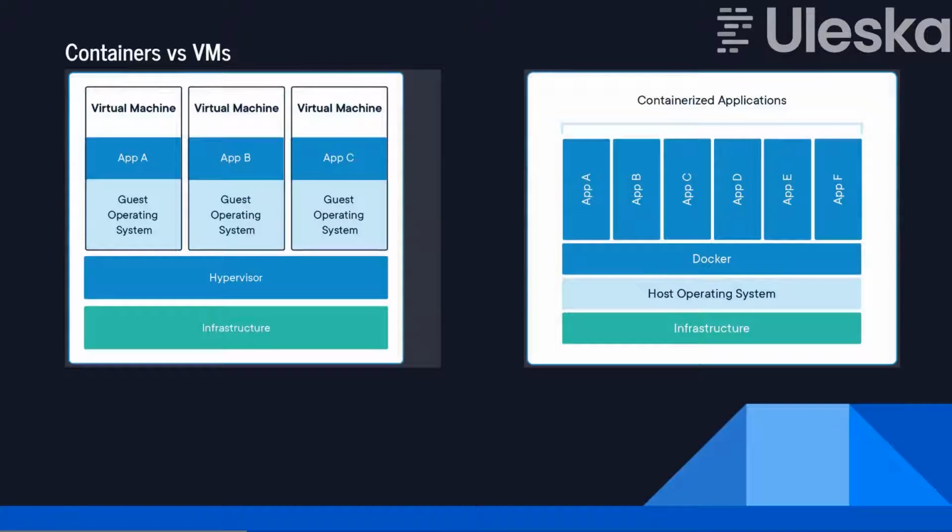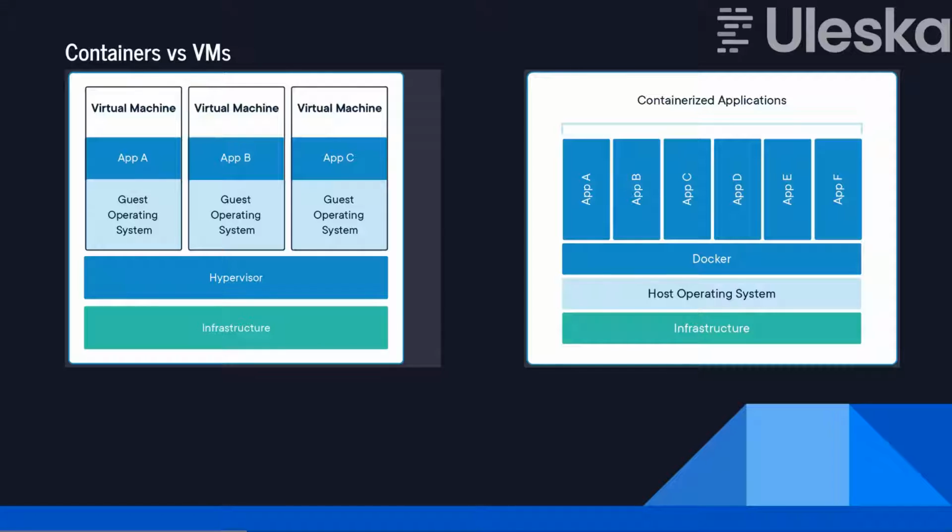So here's just a little comparison between the two. On the left, you can see how a virtual machine would be hosted on the same machine. You can see here that there's two different applications, A, B, and C, and they all contain a copy of the guest operating system. And then the hypervisor controls that, and then that runs on top of the infrastructure. So you can see that the guest operating system takes up quite a lot of space in each of those.